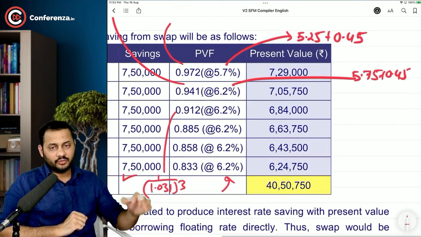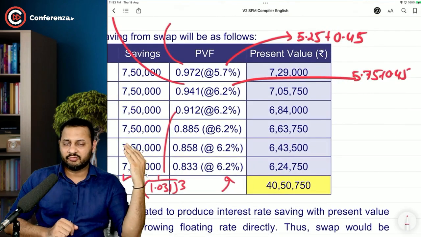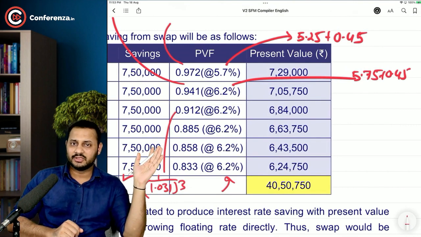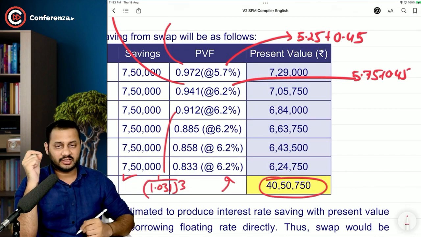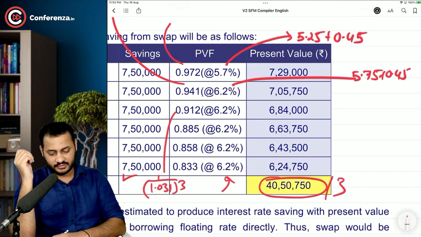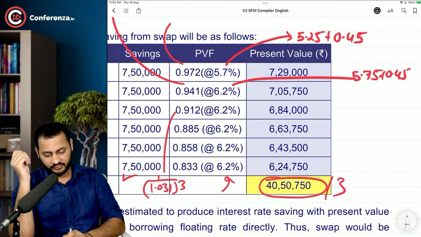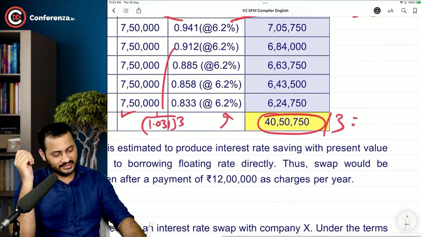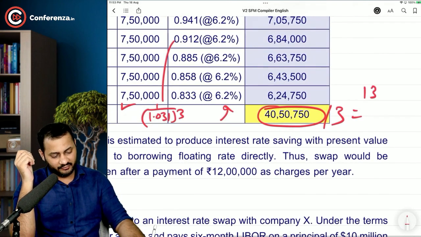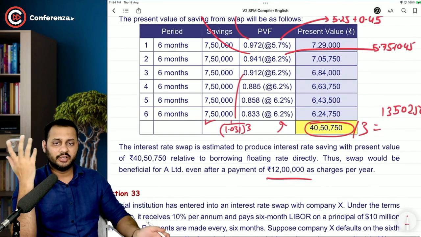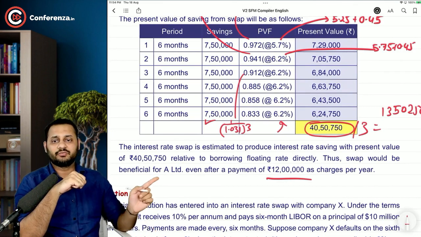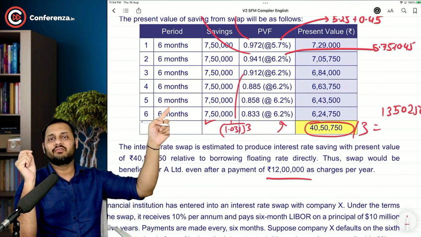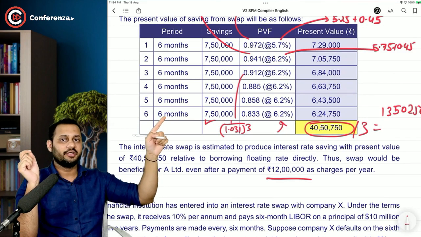So now you can easily calculate that 7,50,000 you are going to save every 6 months. These are going to be the discounting rates. And in terms of present value, you are saving 40,50,750 for 3 years. So I can easily say that every year's average saving is 13,50,250, and you have to pay only 12 lakh rupees per year. So still it is beneficial for you, because we have not yet considered the 12 lakh rupees in the 7 lakh 50,000. We have to reduce that cost, right?